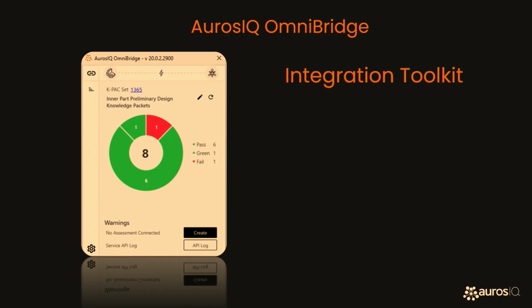The first function is to be an integration toolkit. So it's basically the first half of that bridge. It's a preformed connection to Auros IQ. So all of the interaction between Auros IQ and OmniBridge is the same interactions that your Auros IQ would have with whatever application you want to connect it to. So it provides a toolkit and a starting point for a connector to be made for a secondary application of your choosing.